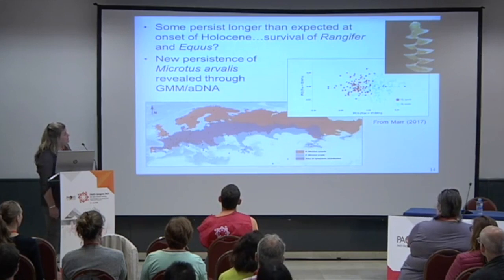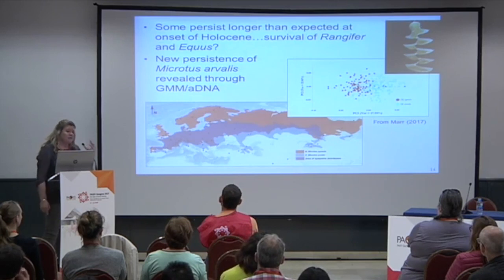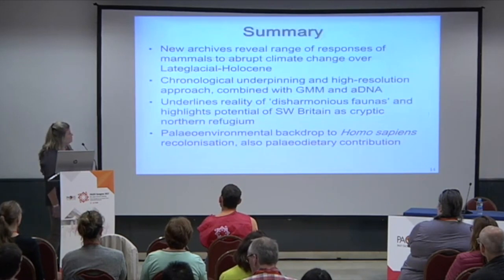And finally, of course, some persist longer than we expect. So things like Microtus arvalis, we've been able to demonstrate through a combination of geometric morphometrics and ancient DNA that this species, thought to go extinct at the Holocene boundary, is in fact persisting into the Holocene.